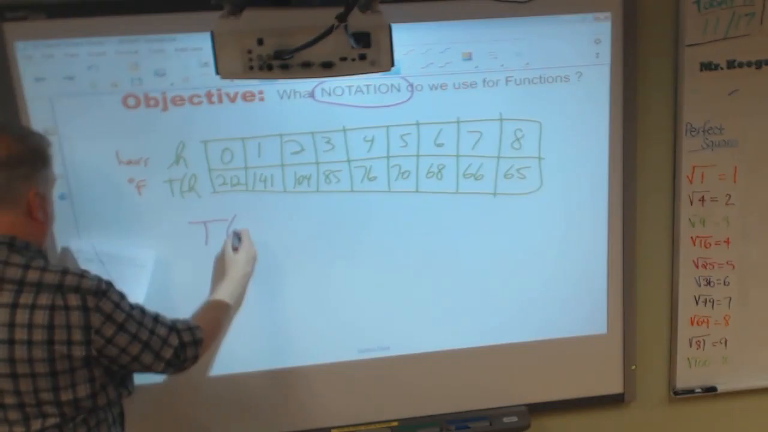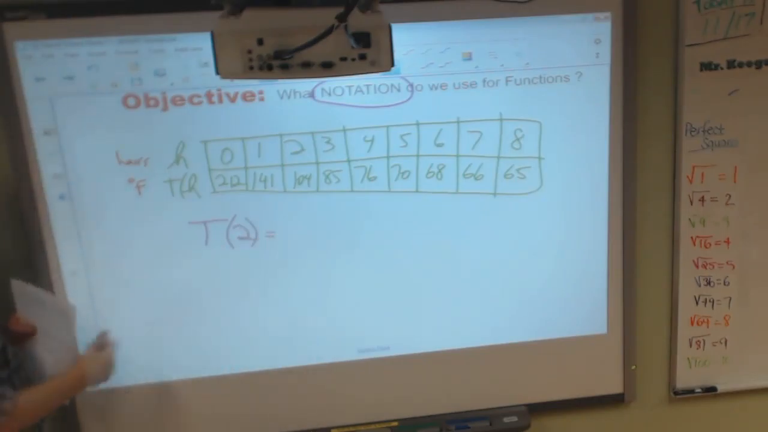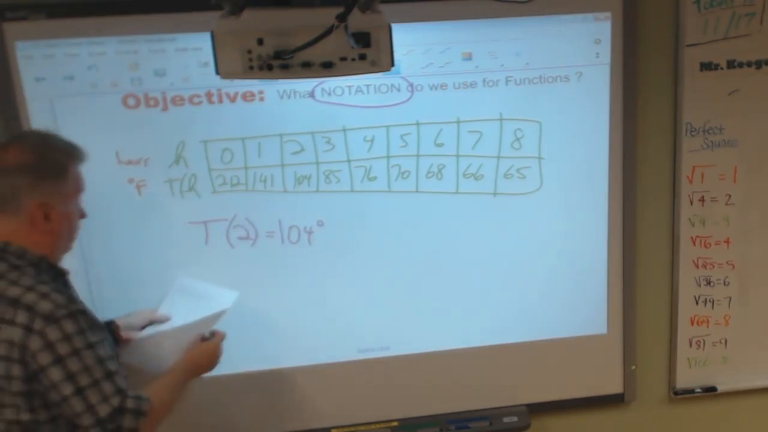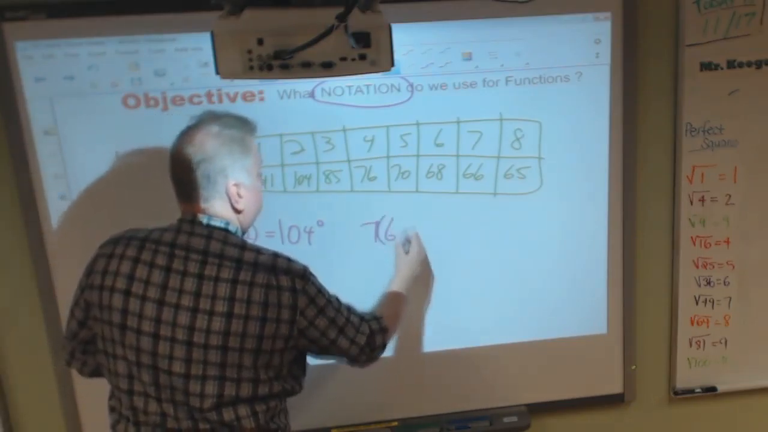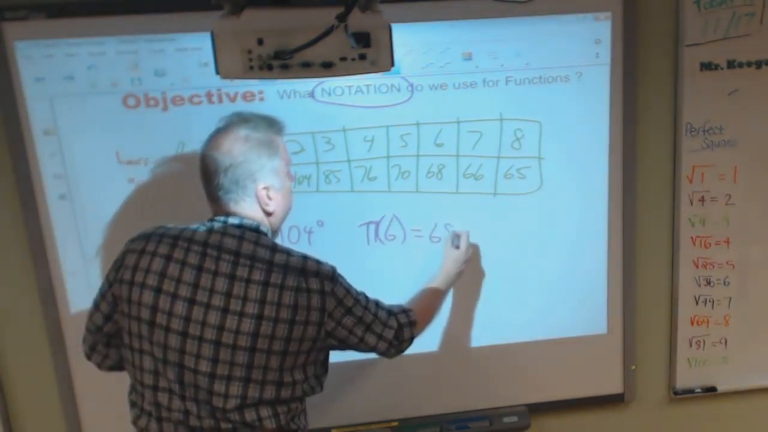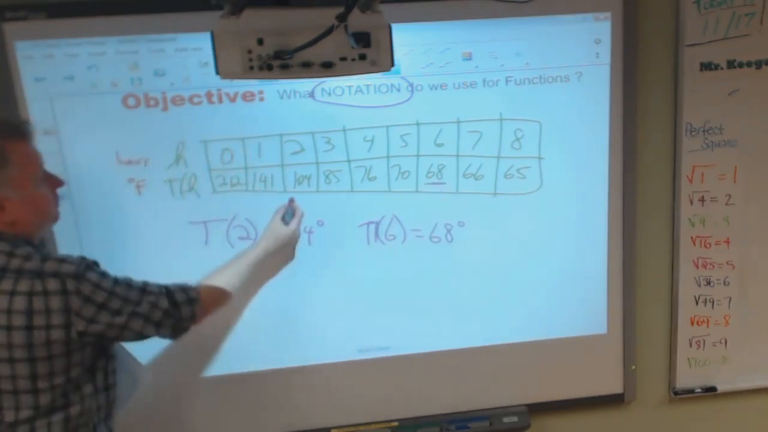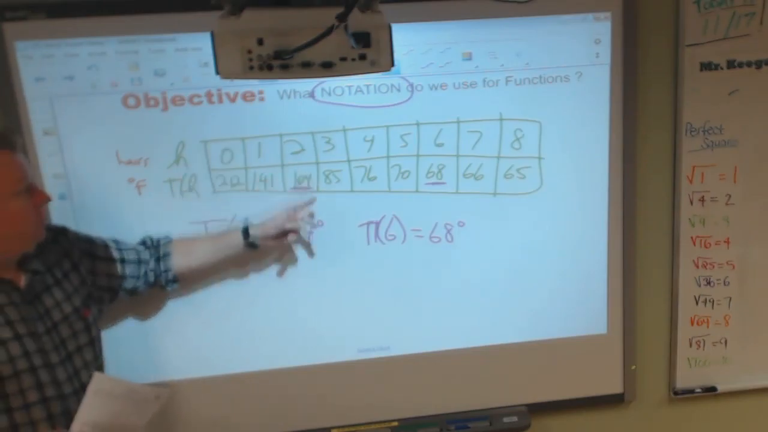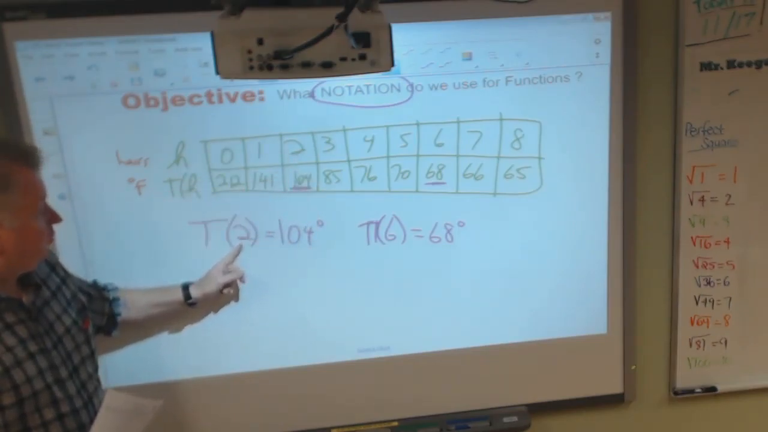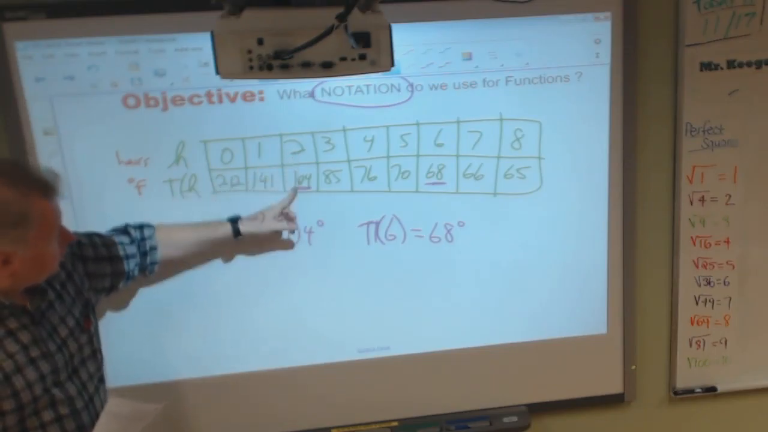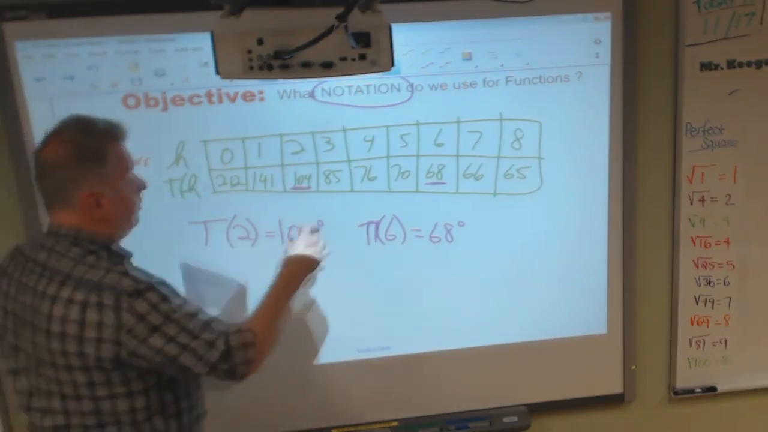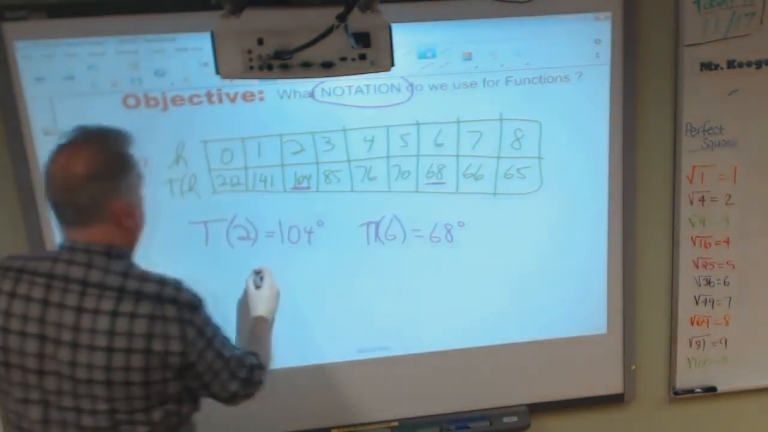Okay? So based on this, it says evaluate what T of 2 would equal. In other words, what's the temperature after 2 hours? 104 degrees. And what's T of 6? 68 degrees. There's no math involved here because they give you a table. You're just looking at this is your H, or how many hours. That's your input. And you're looking at the number below it. That's the corresponding output.